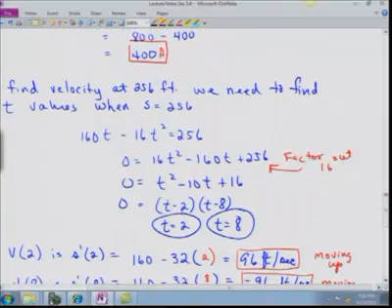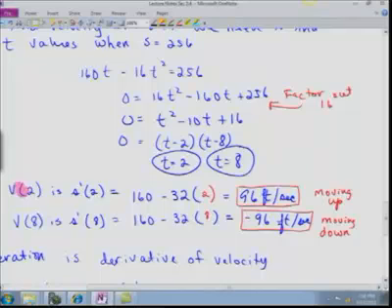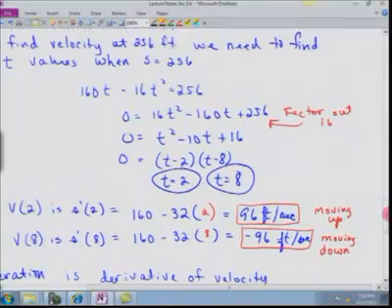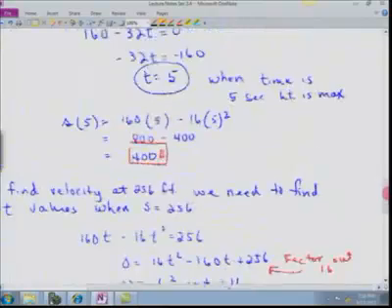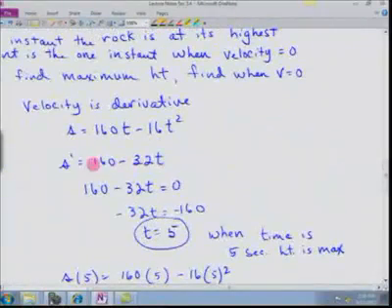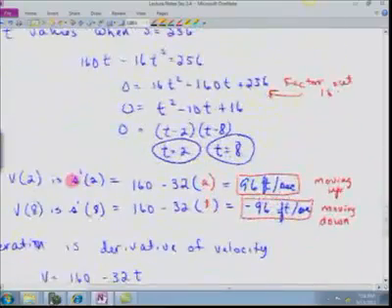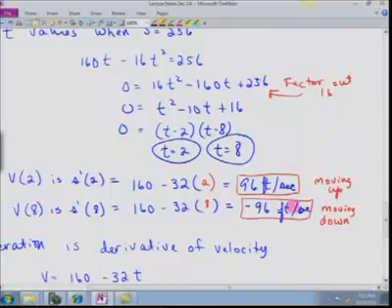Plug it into the derivative, into the velocity. So v of 2 is the same as s prime of 2. And have we found s prime? We did it up here, right here. So we're going to plug 2 into this. So s prime of 2 is 96 feet per second, that's moving up. And when you plug in the 8, you get negative 96 feet per second. That's moving down. And so those would be your 2 answers for that part of the question.